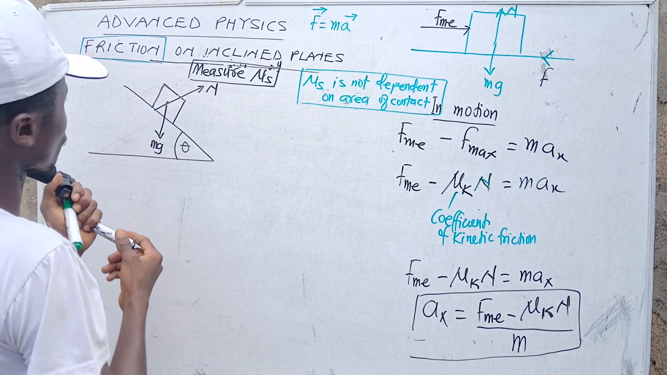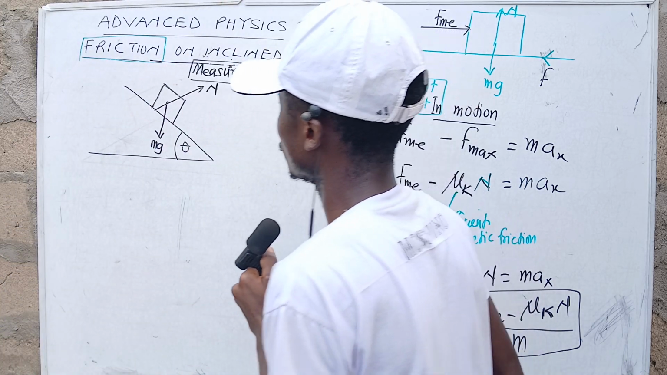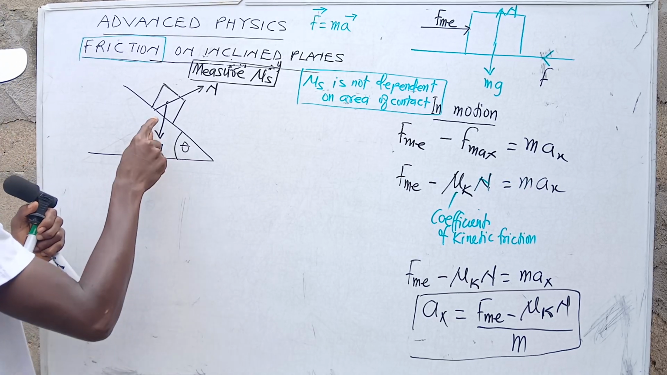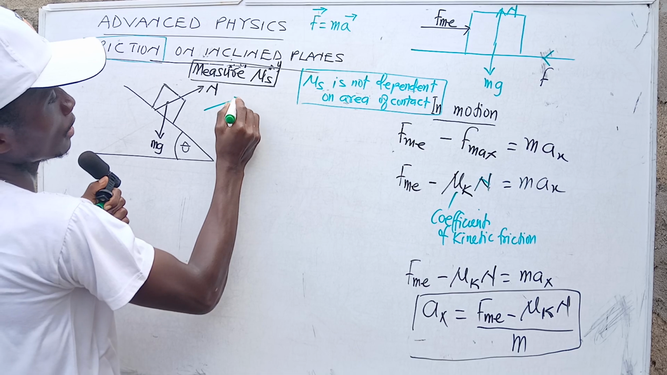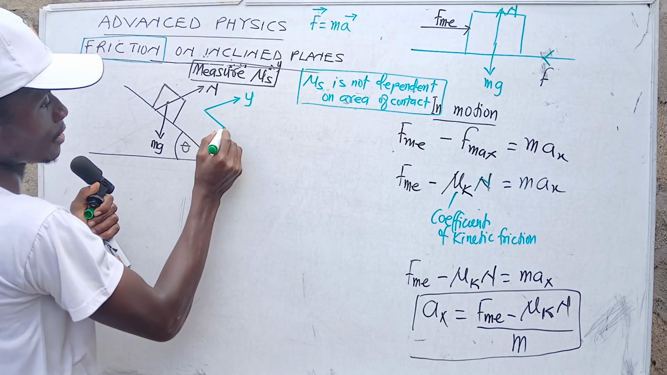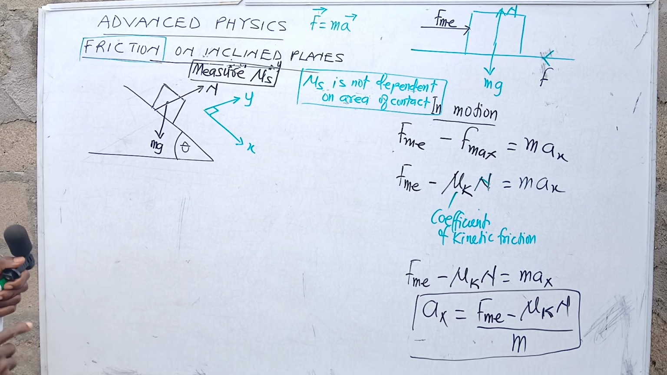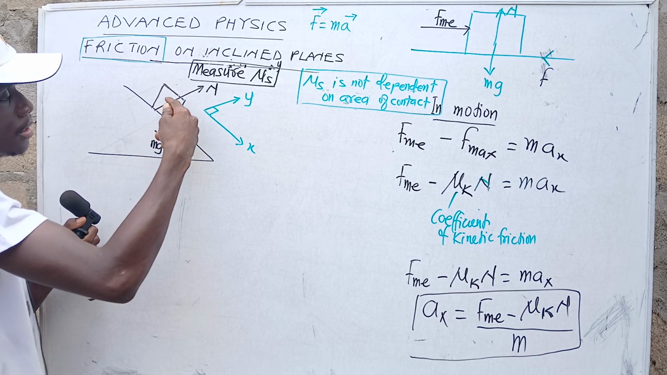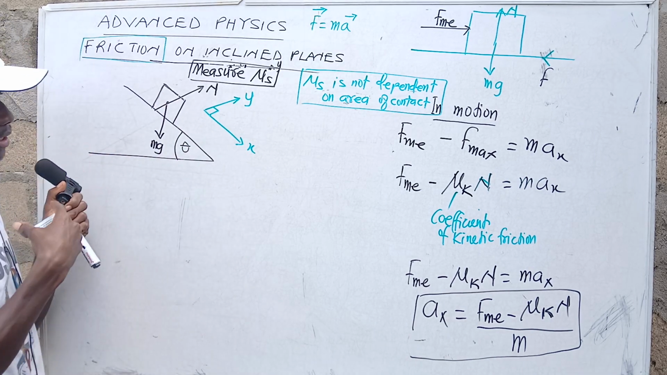Now, this angle is theta. So we resolve, if we choose a Cartesian plane, let's call this our y direction, let's call this our x direction, because they are at 90 degrees to each other. Okay. And let's resolve this force into this x direction and then y direction.